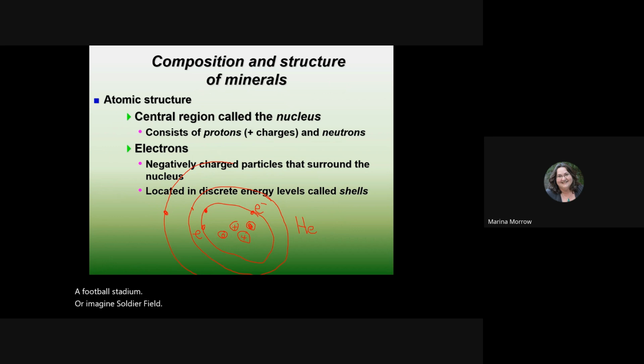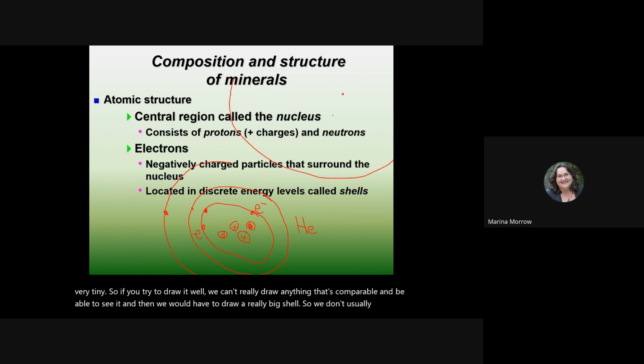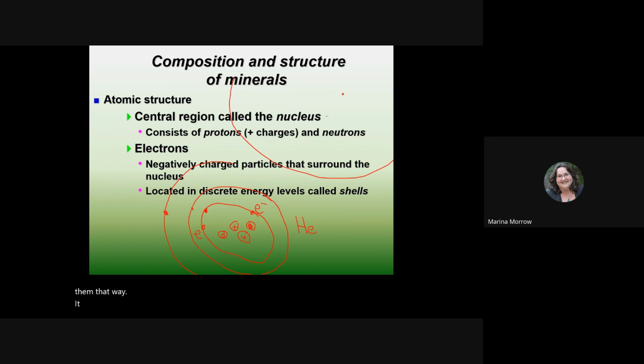And the nucleus would be like maybe a golf ball in the middle of Soldier Field. And the electrons would be like flies buzzing around on the outside of that throughout Soldier Field. So this shows that the nucleus is very, very tiny. So if you try to draw it, well, we can't really draw anything that's comparable and be able to see it, and then we would have to draw a really big shell. So we don't usually draw them that way because it just doesn't fit on our paper.